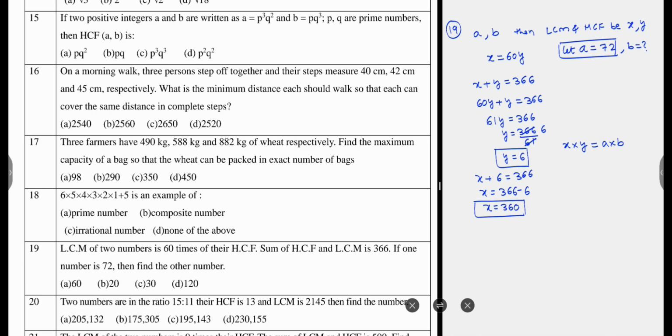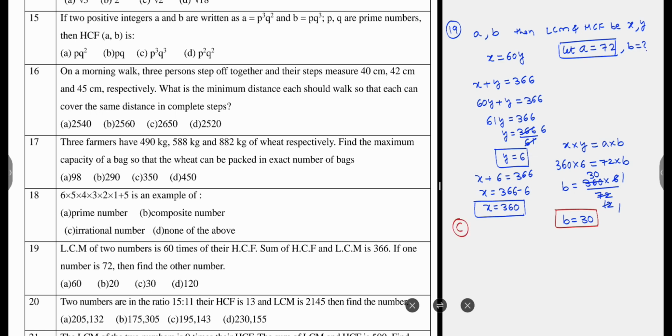Now let us substitute these values. 360 into 6 is equal to 72 into B. Now B is equal to 360 into 6 by 72. 6 ones are 6, 6 twelves are 72, and 12 ones are 12, 12 threes are 36. So B is equal to 30. So B is equal to 30 is the correct option. So the answer is option C.